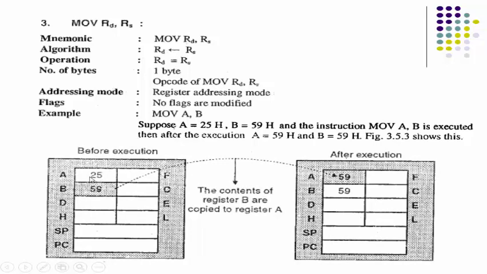In this diagram we can see before execution in accumulator we are having 25hex, in B register 59hex. After execution of this MOV A, B, this 59hex gets copied in accumulator. So after execution in accumulator you will find 59hex and B register with 59hex data. That is, after the execution the contents of the source register are maintained as it is, that is 59hex.